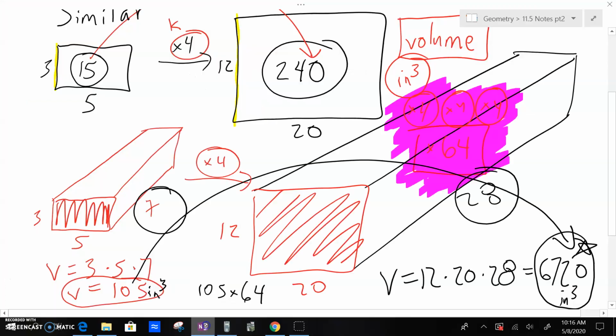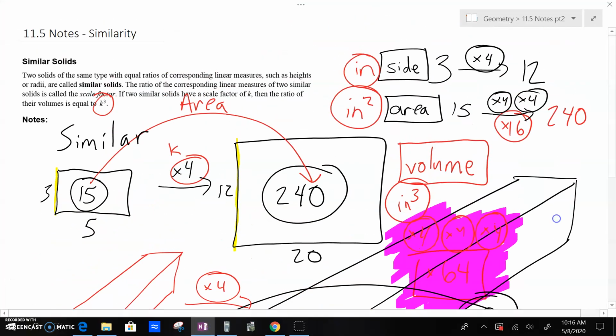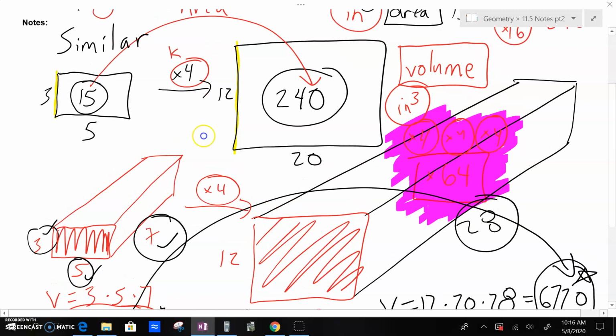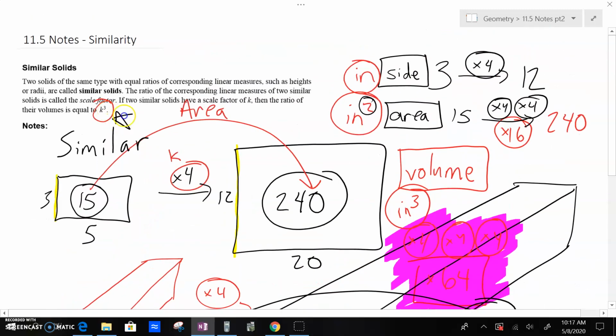And again, the idea here is when you do area, you multiply by 2 scale factors because you're talking about 2 sides, 2 dimensions. You're doing inches squared. When you do volume, now you're multiplying 3 things by 4. You're multiplying the 3, the 5, and the 7. 1, 2, 3. All of them by 4, making all of them bigger, meaning you need to apply the scale factor 3 times. So this little statement of k cubed means take the scale factor and use it 3 times multiplied.